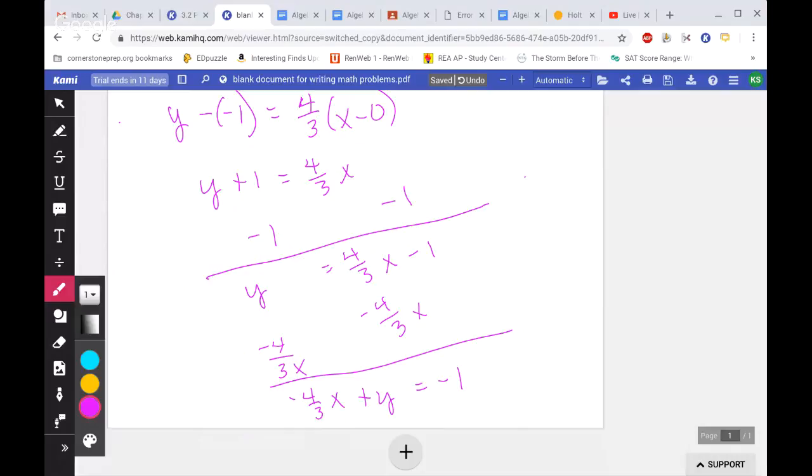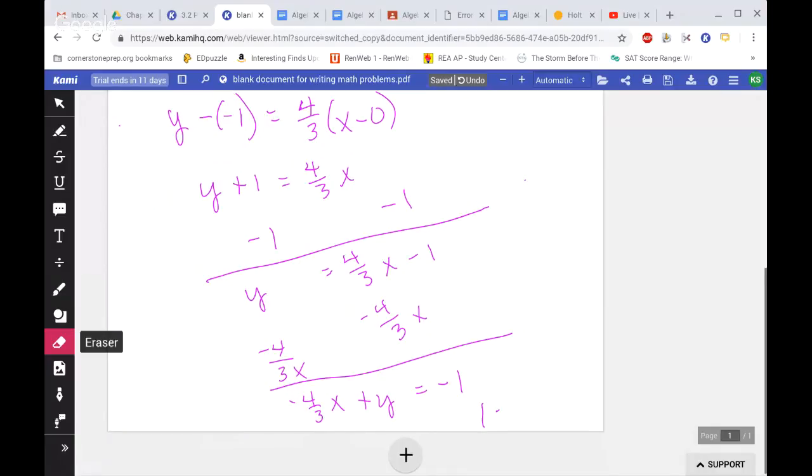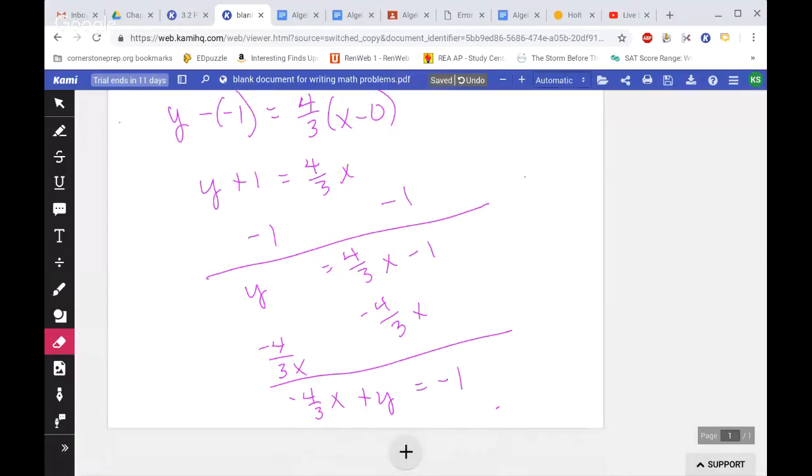But if you wanted to get rid of the fraction, you could multiply the whole thing by 3, and it would give you -4. Actually, a -3 is what I want to do, because I want to get rid of the -3. So give me 4x minus 3y equals 4.